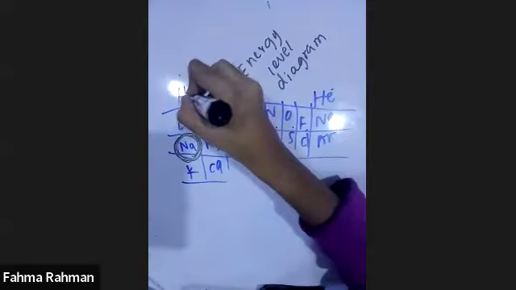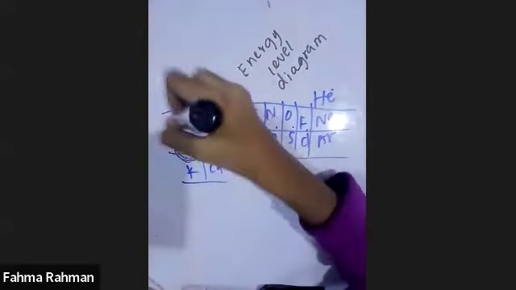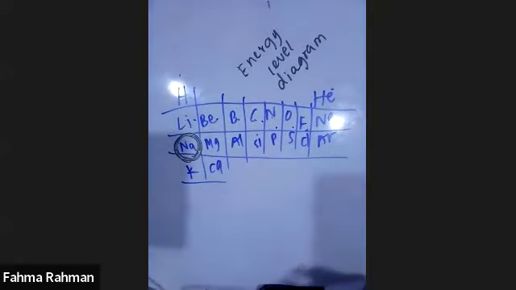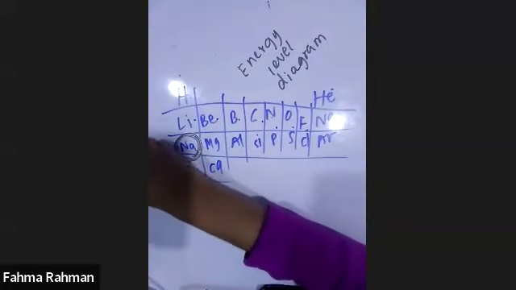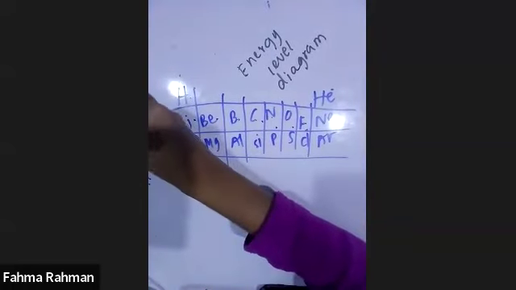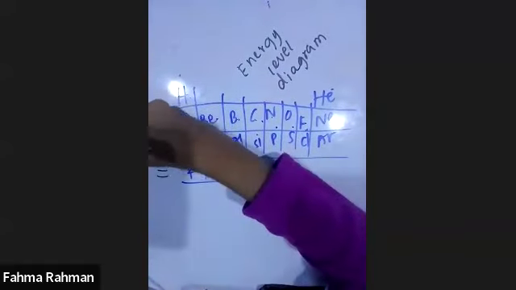Now if you count 1, 2, 3, 4, 5, 6, 7, 8, 9, 10, 11, sodium is the 11th element of the periodic table, which means it should consist of 11 electrons. Let me explain it further. First of all, let me explain how to draw the energy level diagram, and then I will explain everything in detail.